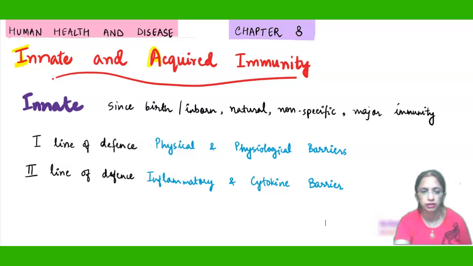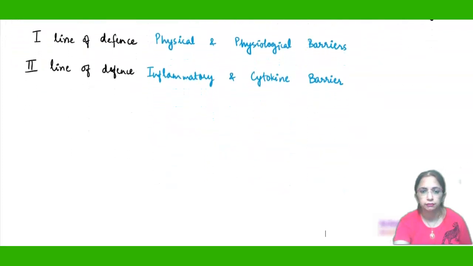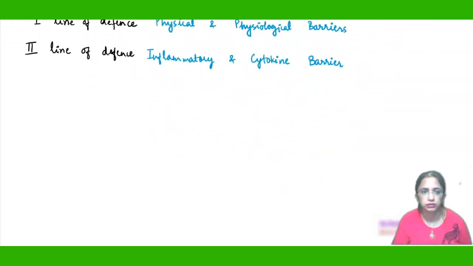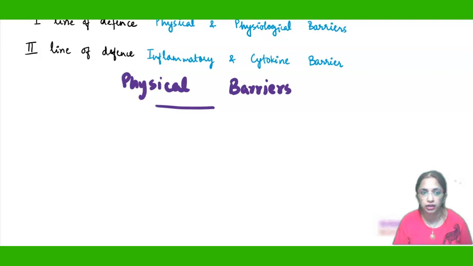Now let's get started with the physical barriers first. So our next heading is physical barriers. Physical barriers are the intact barriers that are there in your body, and they will resist the entry of antigen in the human body.